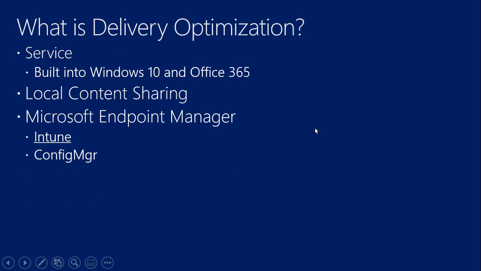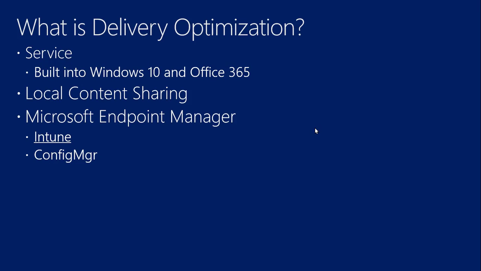So what is delivery optimization? Well, delivery optimization, put simply, is a service that is built into every Windows 10 version. It was introduced in Windows 10 1511, and then it certainly was optimized and enabled by default in Windows 10 1709 or later. You can also take advantage of this in certain versions of Office 365. Right? Basically, this is local content sharing.